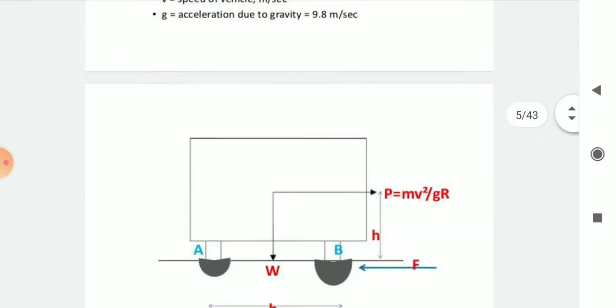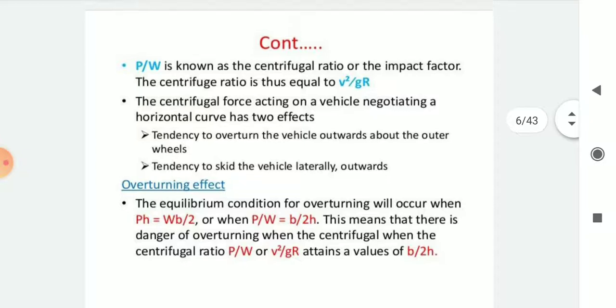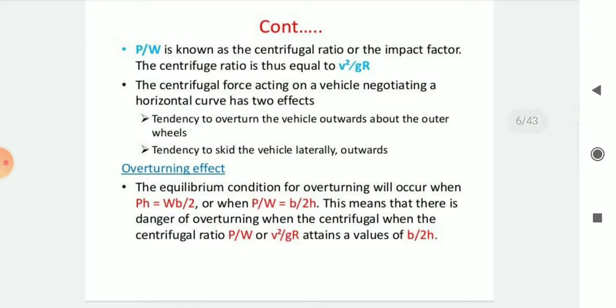Okay, you can see the diagram where weight and pressure have been shown on a body at point A and point B. W is the weight at the center point, and the distance between two points, that is b, has been shown, and the frictional force and P, the centrifugal force at height h, have been shown in the figure. So P/W is known as the centrifugal ratio or the impact factor. The centrifugal ratio is thus equal to V²/gR.